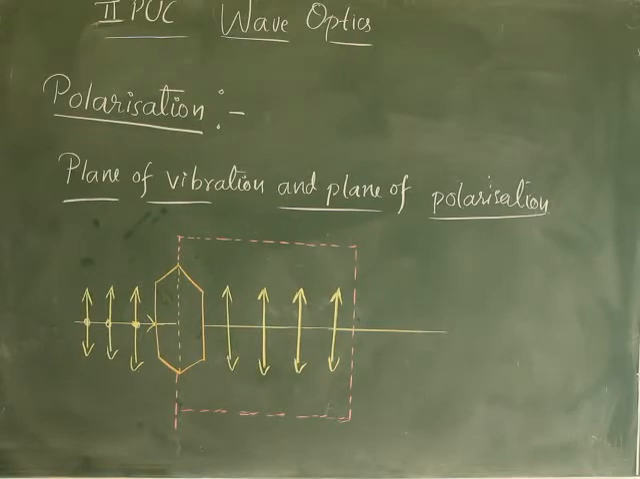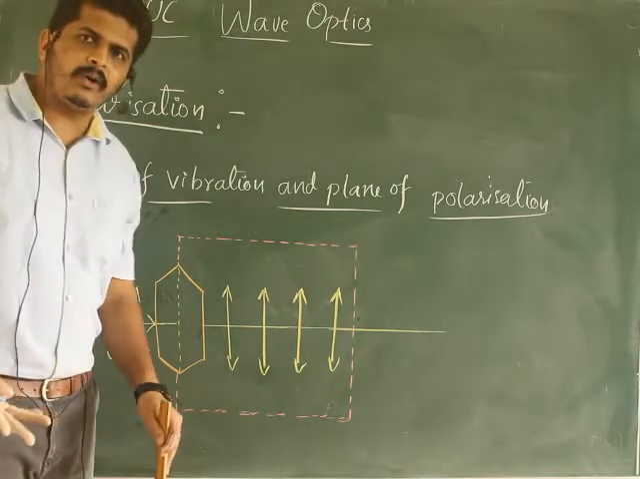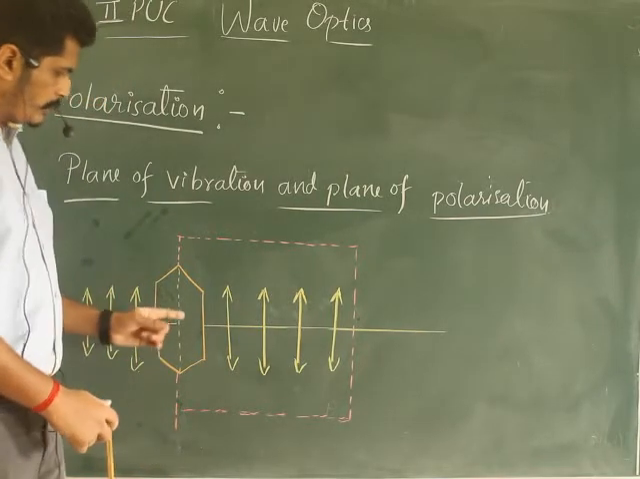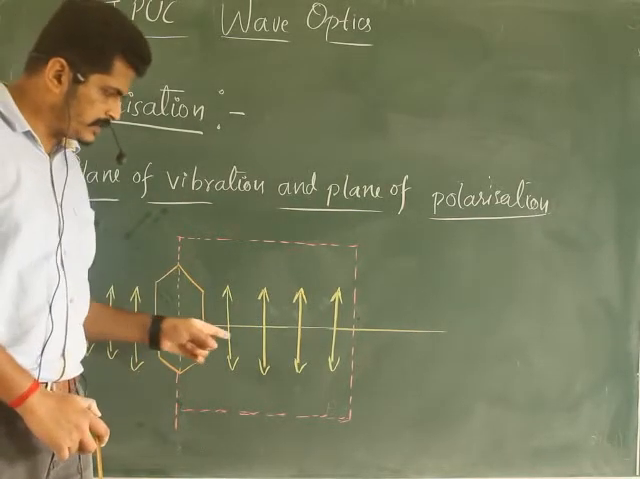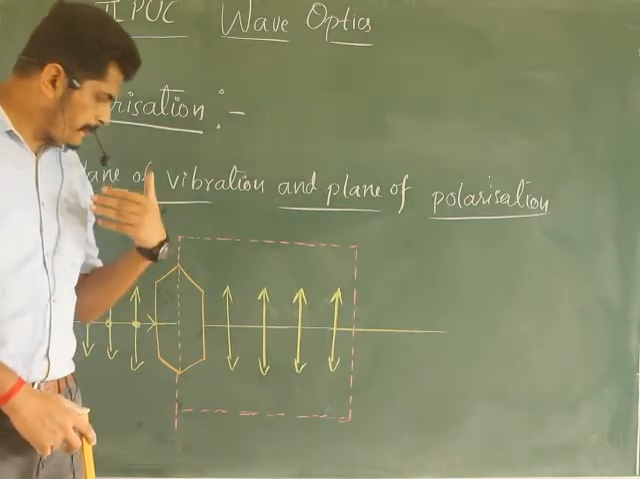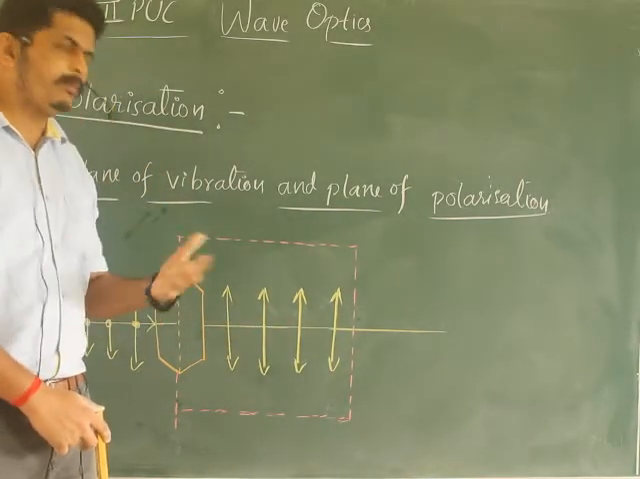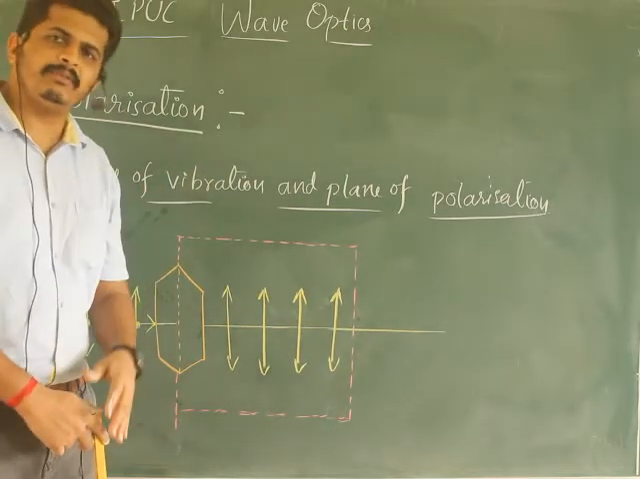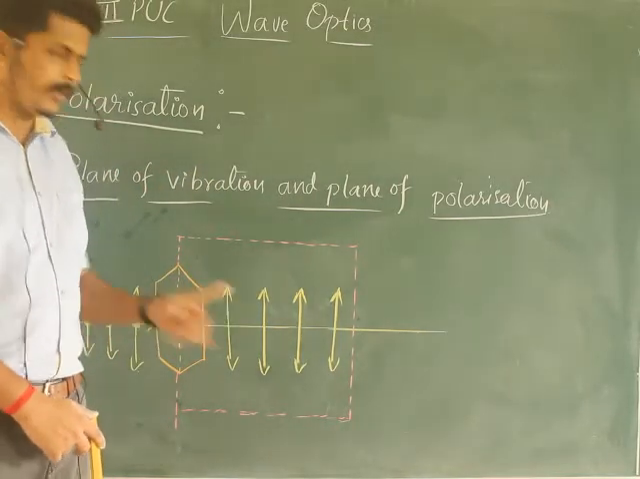Plane of polarization means the plane where vibrations are cut off or restricted. Where is it restricted? Are the vertical vibrations of light restricted? No, they are allowed. So which vibrations are polarized, that means restricted, cut off? Horizontal, correct?